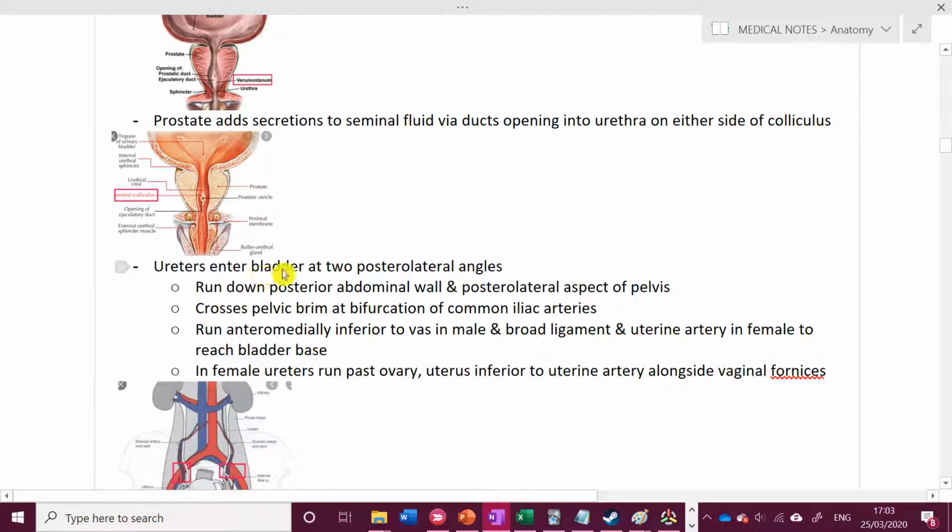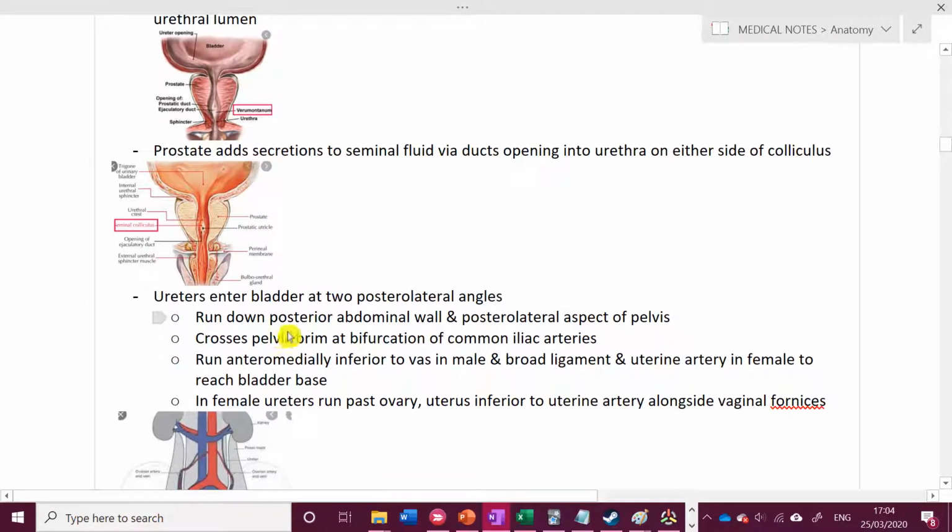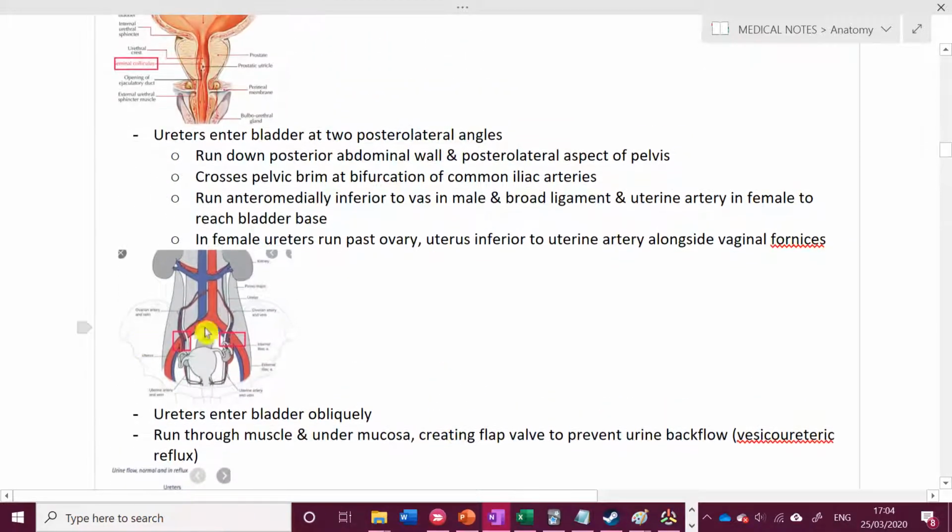The ureters enter the bladder at two posterolateral angles, so they cut in from the back and laterally. They run down the posterior abdominal wall and the posterolateral aspect of the pelvis, and they cross the pelvic brim, so the pelvic inlet, the hollow ring here, at the bifurcation of the common iliac artery, bifurcating into the internal and external here. That's where the ureters cross the pelvic brim.